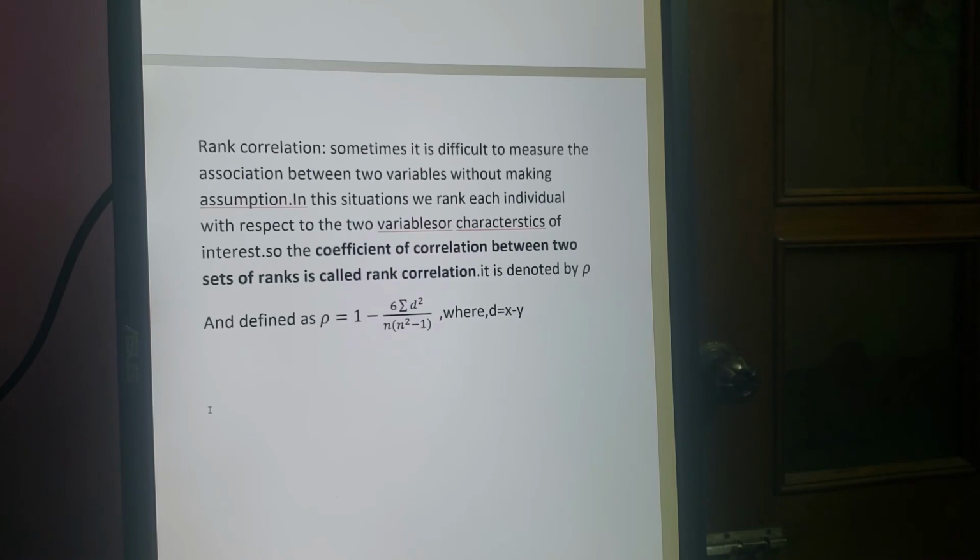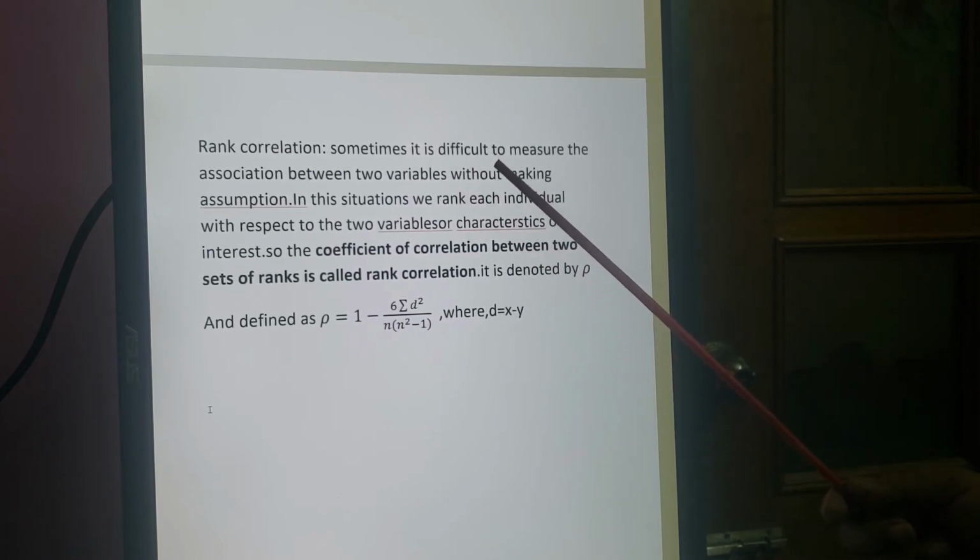Sometimes the values are not given. Sometimes only the rank is given, or sometimes the qualities are given for the data. In this case, we have to rank the values. You can arrange them gradually, upward to downwards or downward to upwards, that is from greater to lower or lower to greater. If you rank greater to lower in X, Y is also the same, greater to lower. 1, 2, 3, you can give the rank.